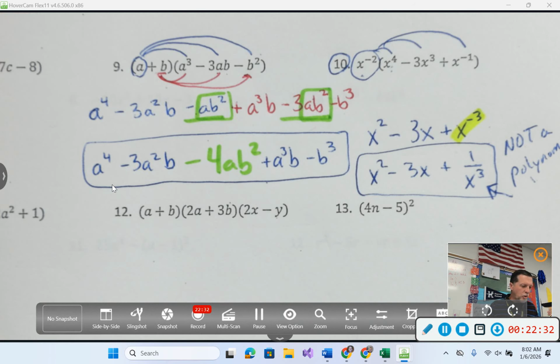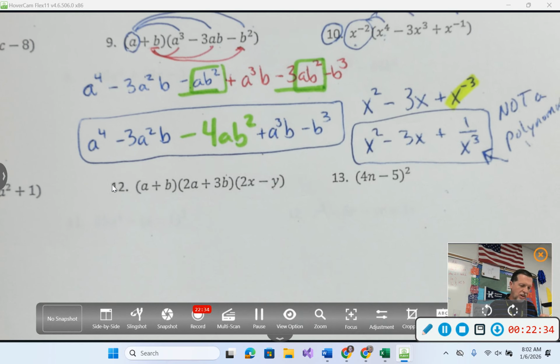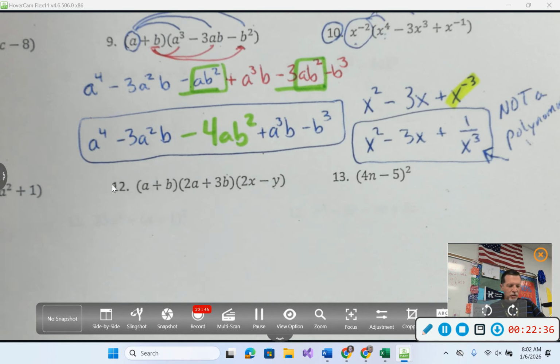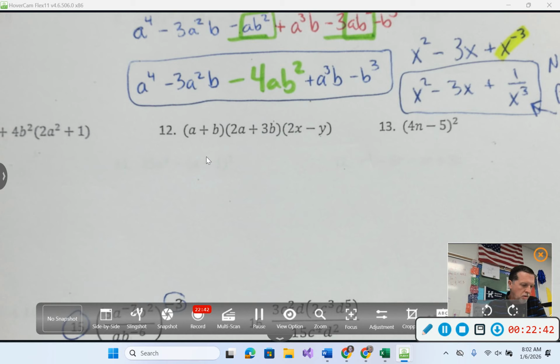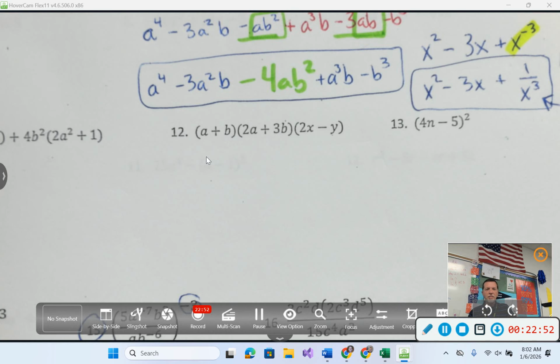So, a lot of distributing, a lot of collecting like terms. This is like basic algebra stuff. Good review to start the semester. Anything else you're looking at you want me to go over? 12 looks terrible. Fair. What are we going to have to do on 12?